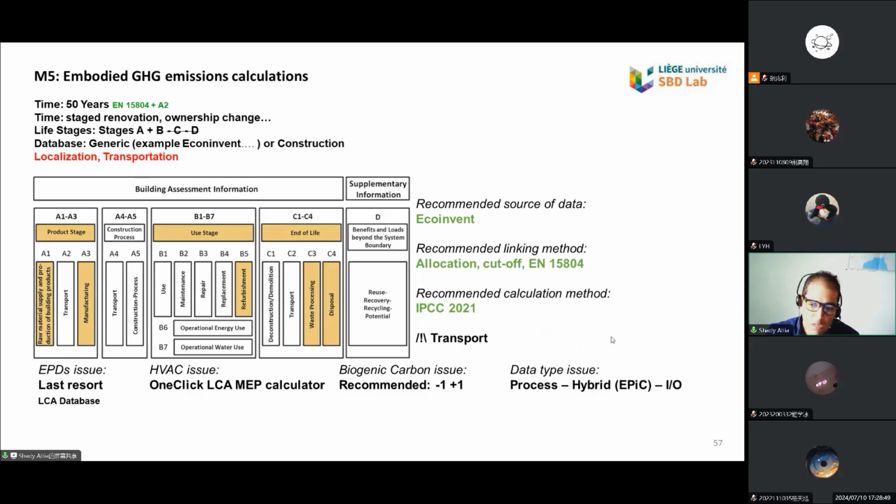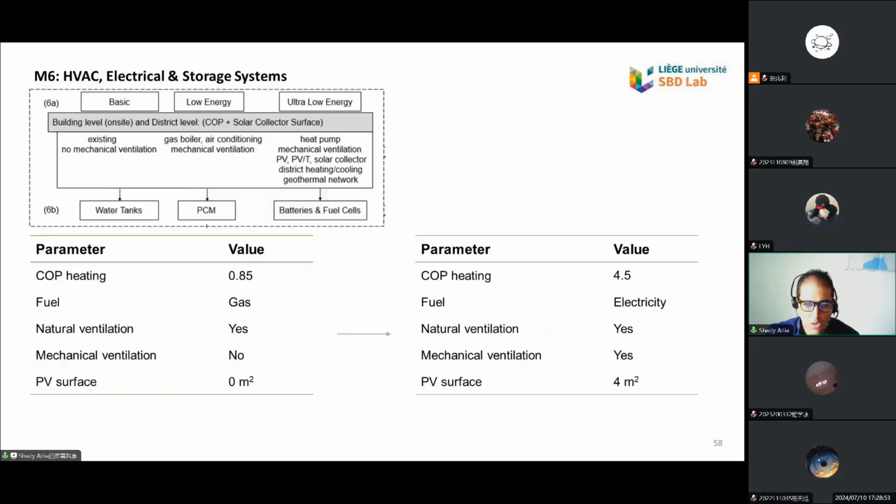Here, for example, we have access to the EPIC database that we are working on, but this is just an example. When it comes to the HVAC, electrical, and storage systems in Module 6, you'll need to look at your choices. If you have a basic building, does it have mechanical ventilation? Yes or no. Is it heated? Is it cooled? Yes or no.